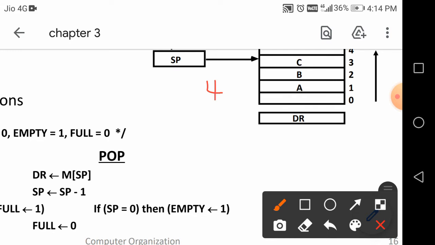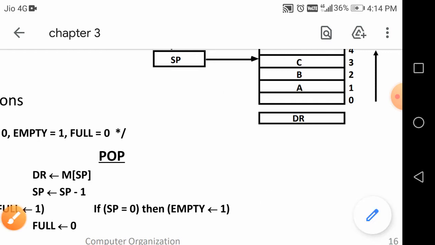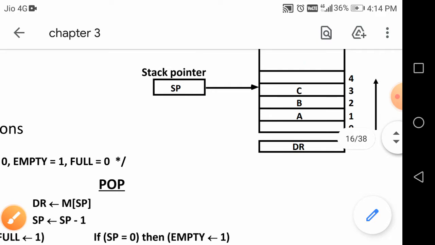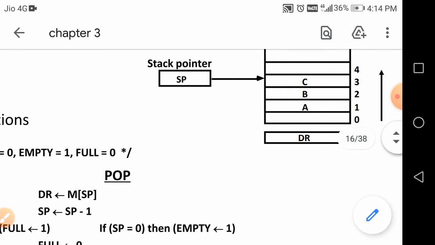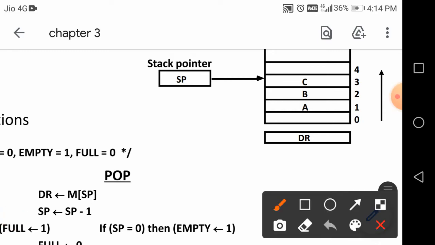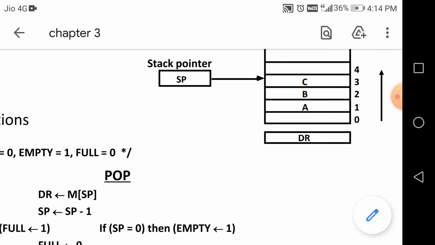After that, what is the data in the DR? Suppose DR holds 02, the 02 will be stored in the fourth location. Now the stack pointer jumps to the fourth location, and this is called the push operation.